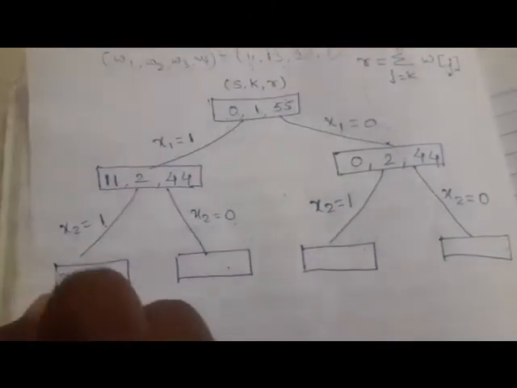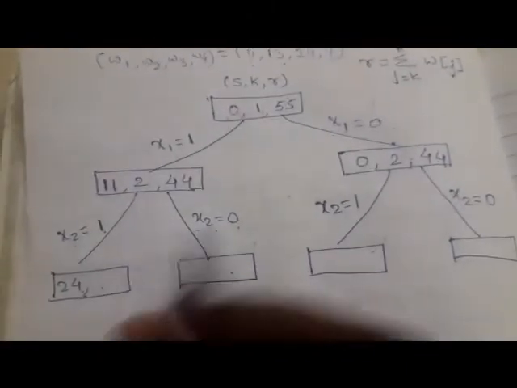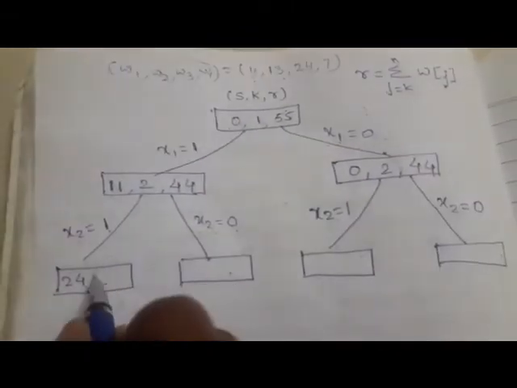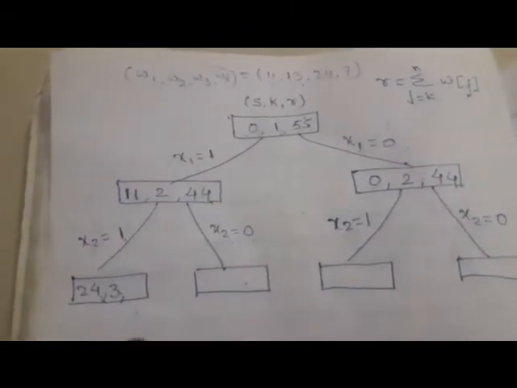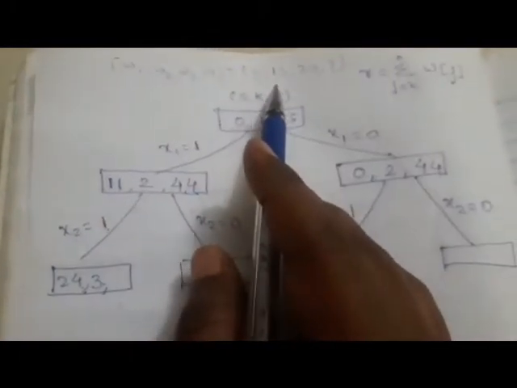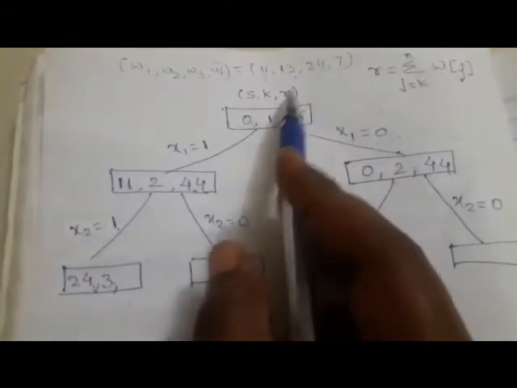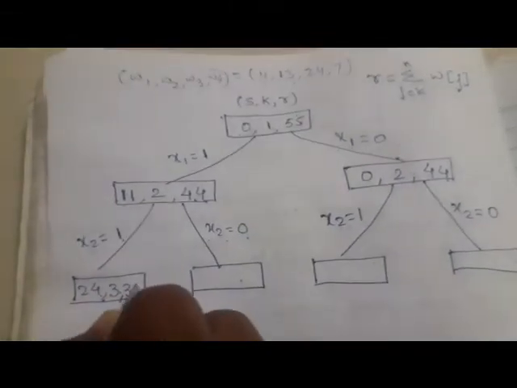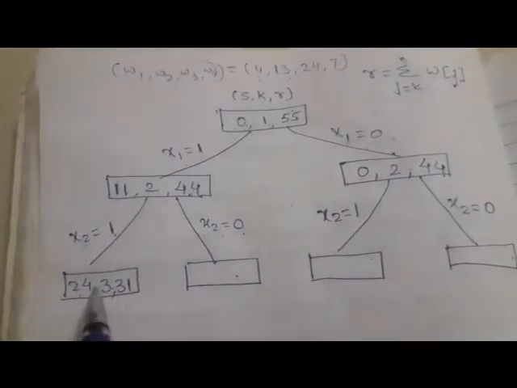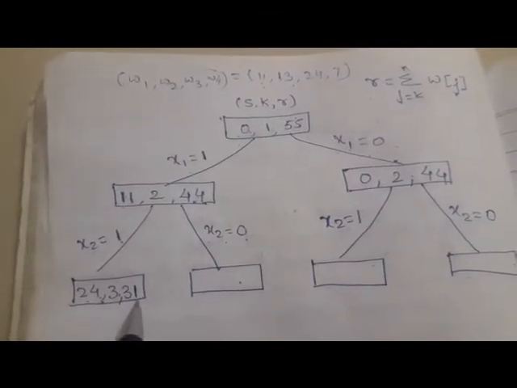So we add this 13 into this 11. So 13 plus 11 is 24. The value of k is incremented here, so that's why it is 3. And from this 44, we subtract 13, so it will be 31. So its value is 24, 3, 31.